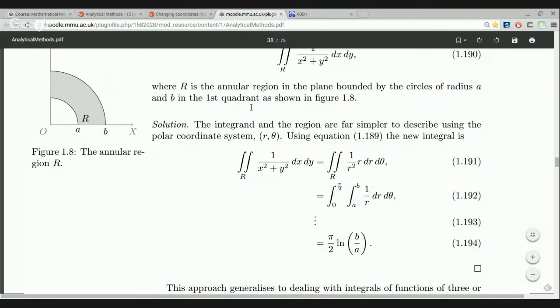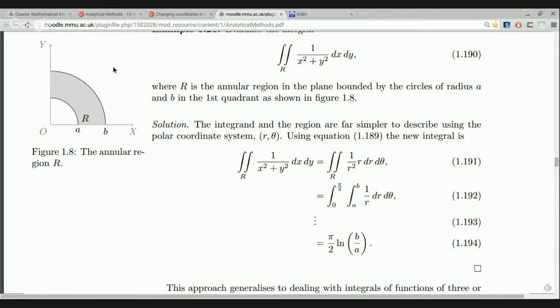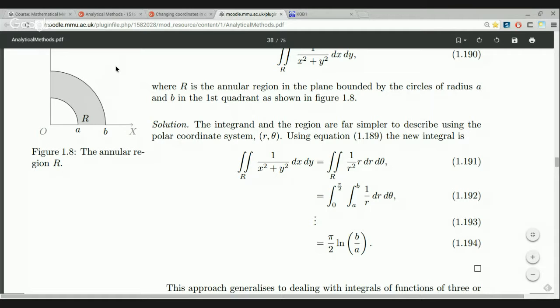You don't want to integrate r over any lower values because that would pick up points inside the inner circle. And you don't want to integrate over r for any values greater than b because that would pick up points outside the larger circle.